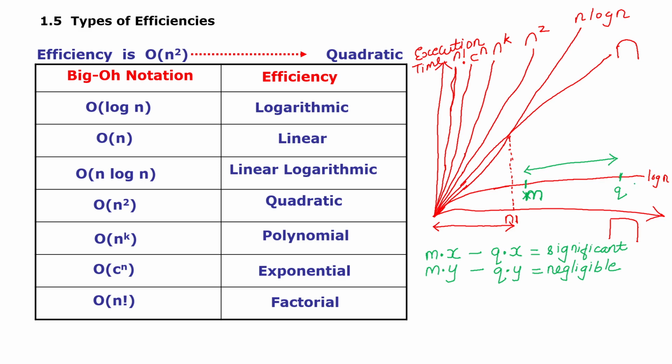So what happens, after some time the logarithmic algorithm becomes almost parallel to the x-axis, and if it is parallel to the x-axis, it means that after some time the execution time of the logarithmic algorithm will become a constant. So no matter how much n increases, the corresponding increase in execution time will be negligible, and this is something which we want.